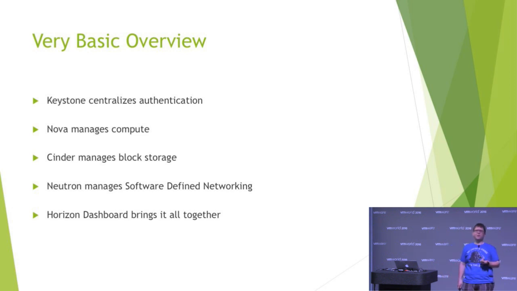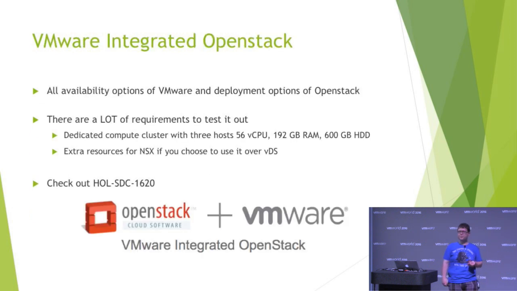You don't necessarily know what LUN it is on the underside. Neutron is software-defined networking, sort of like an NSX. It does layer 2, layer 3 routing. And Horizon brings it all together. The Horizon dashboard is a one-stop shop that has telemetry, it has deployment, it has management.